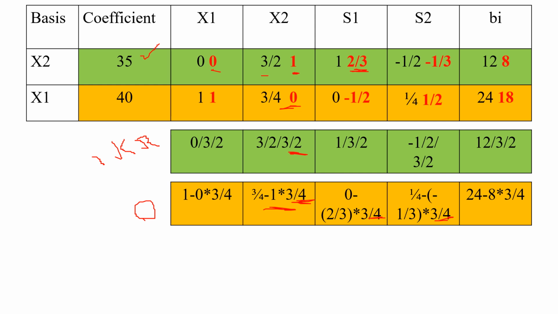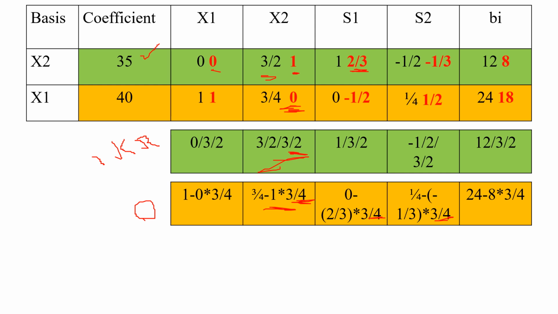How can you make it 1? Divide 3 by 2 by the same number, 3 by 2, then you will find 1. If I divide every number by 3 by 2, then I will find 0, 1, 2 by 3, minus 1 by 3 and 8. Next, other than the key row: if the key row is 0, 1, 2 by 3, minus 1 by 3 and 8, then for the rest of the rows, I have to make them 0 first. How can I make it 0?